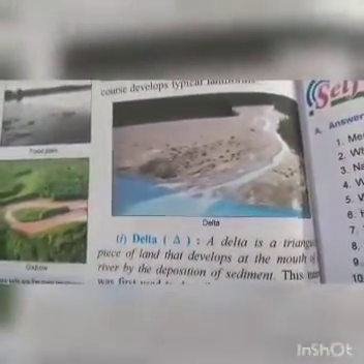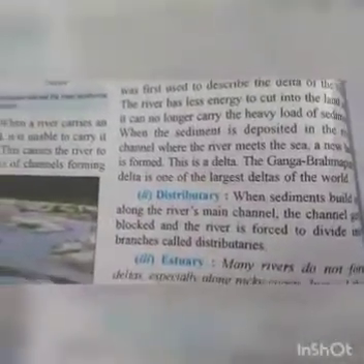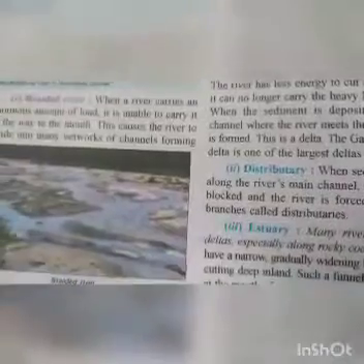Now distributary, what is distributary? When sediments build up along the river's main channel, so when there is a deposition of sediments, right, debris there, then it builds up along the river's main channel. The channel gets blocked and the river is forced to divide into branches. That is known as distributaries.